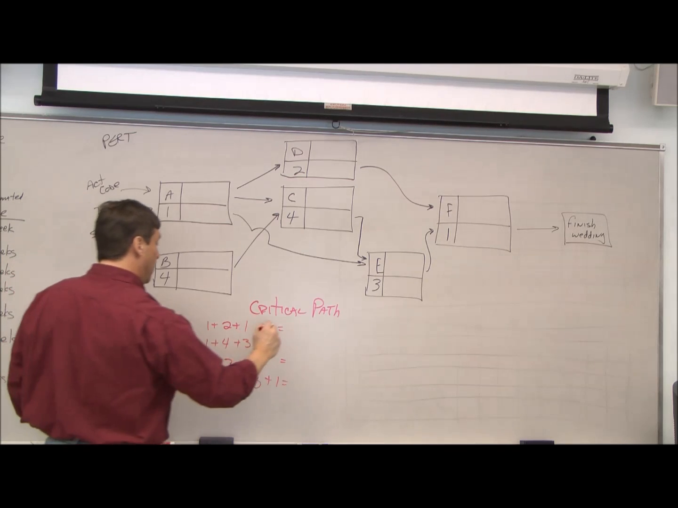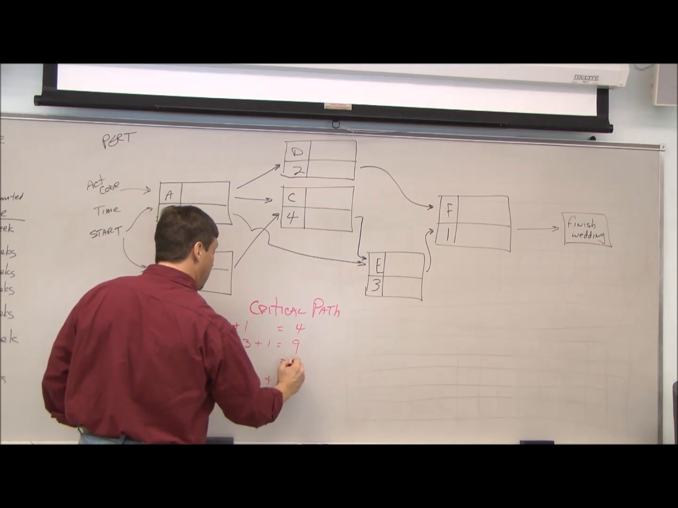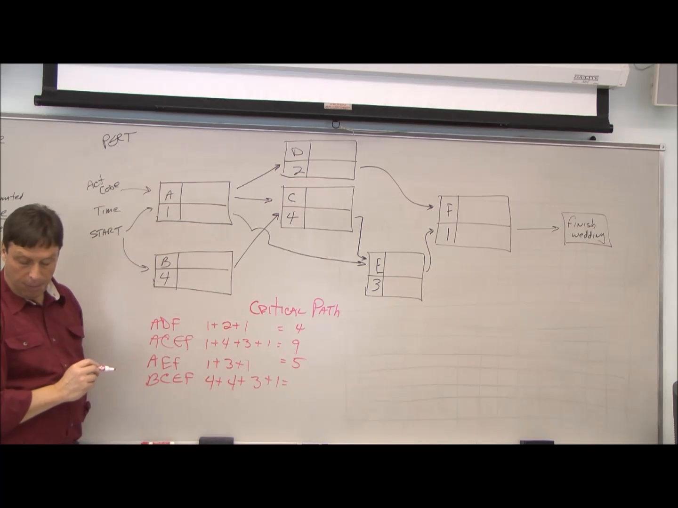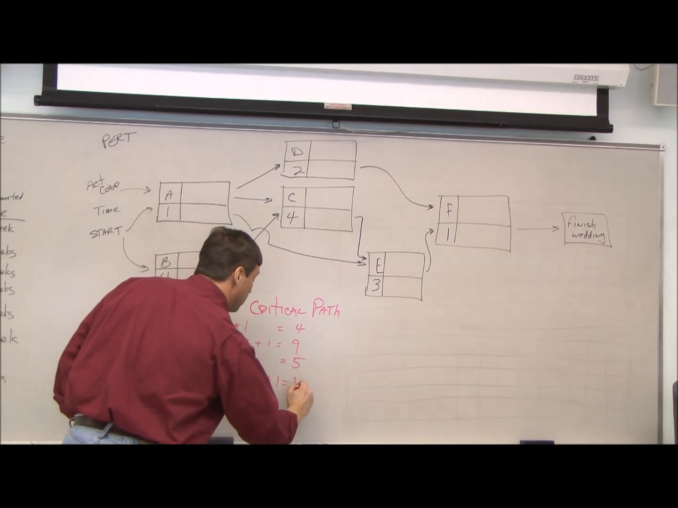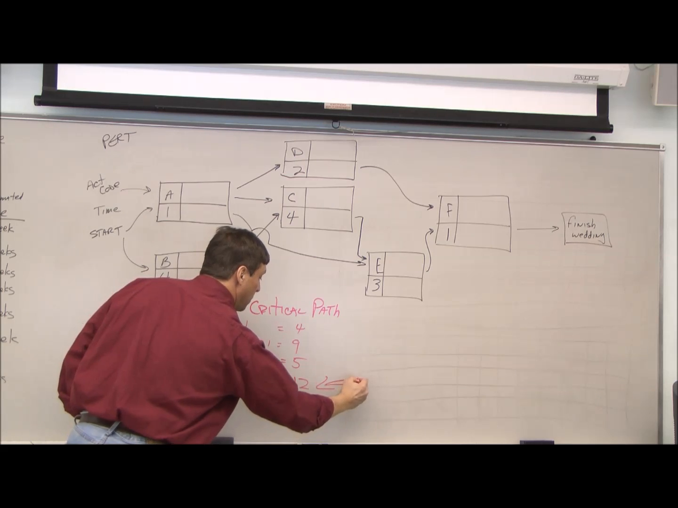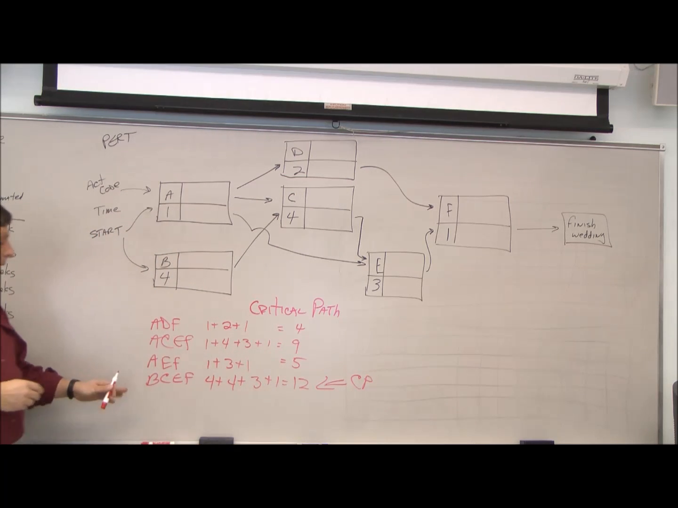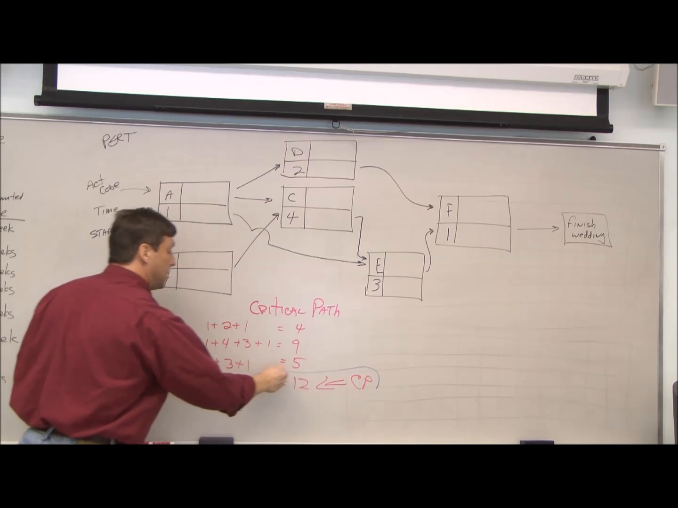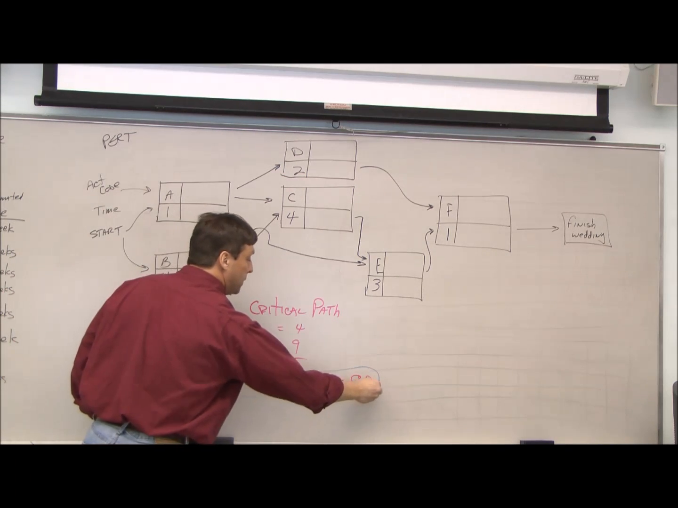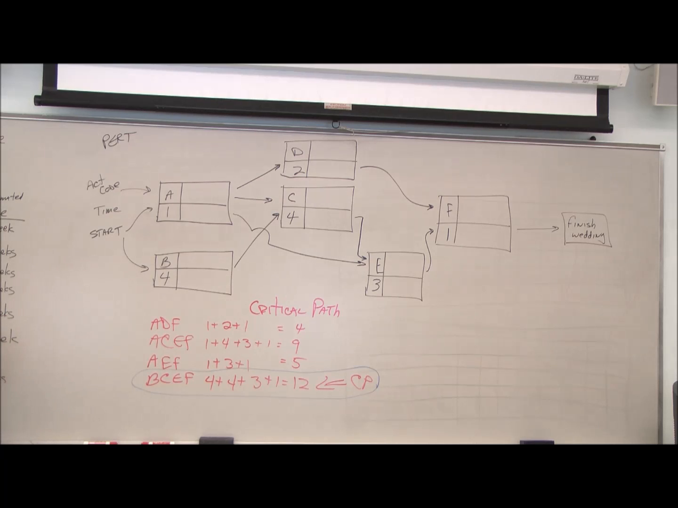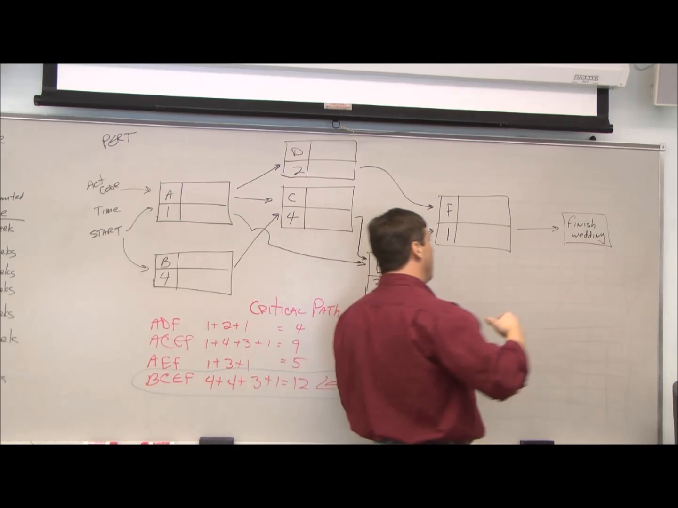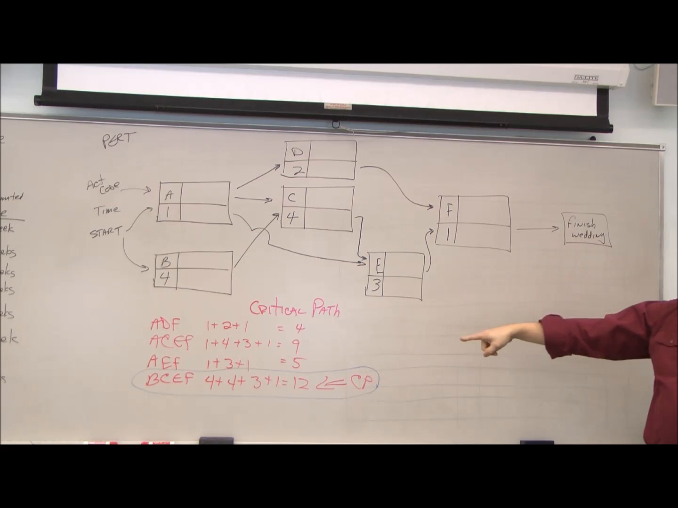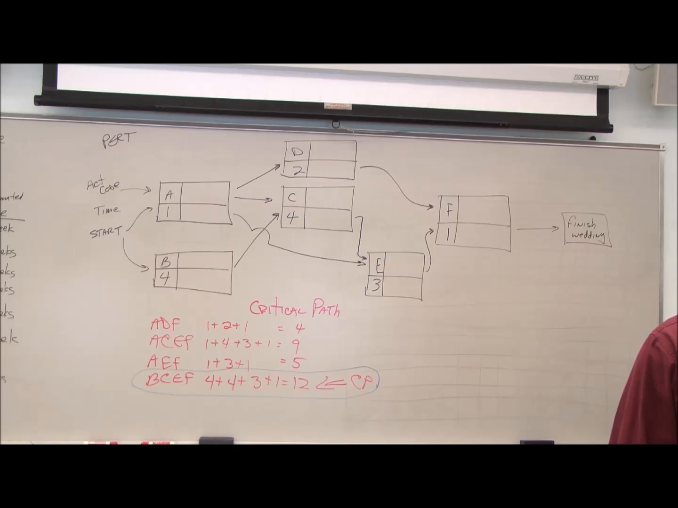We have 4 weeks, 9 weeks, 5 weeks, and then finally 12 weeks. Which would make BCEF our critical path. This is the path, and why this is important is, this is what we need to keep an eye on to get our project completed on time. If you want to show up for your wedding day on time, you have to make sure BCEF is on schedule.